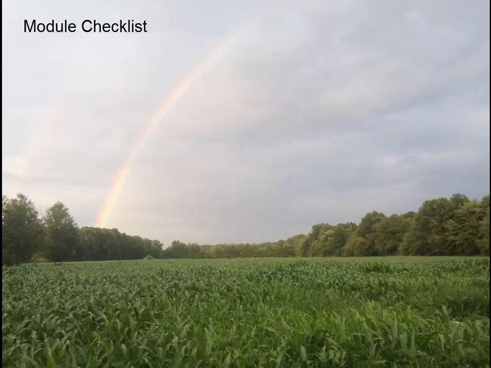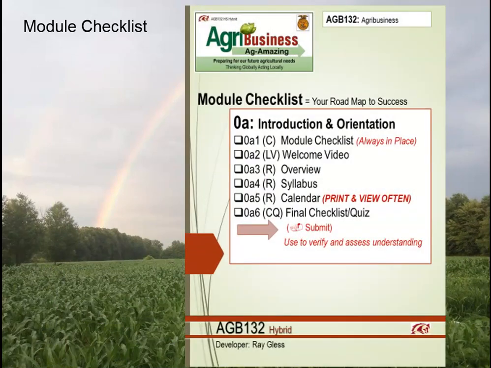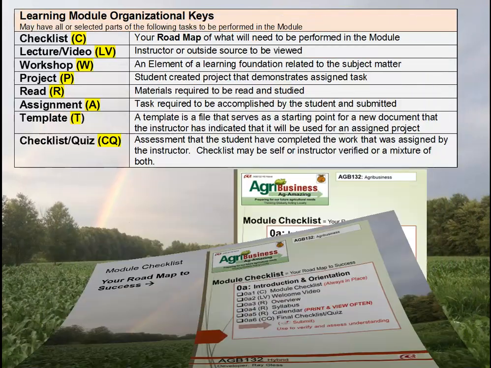This is an example of a module checklist. Each module will have one, and the first thing you'll open up is your checklist, so you can view what needs to be done in that module. The purpose is to be your roadmap for success, so that you can make sure you get everything done on time. Time management is key.